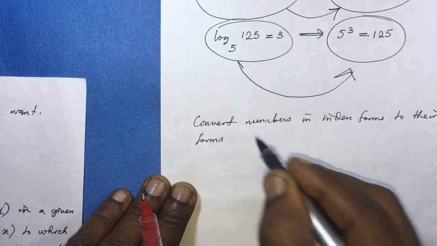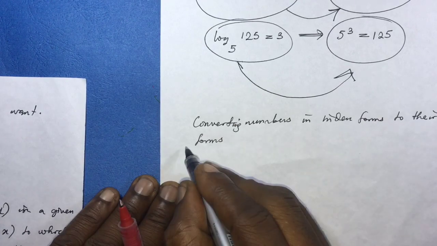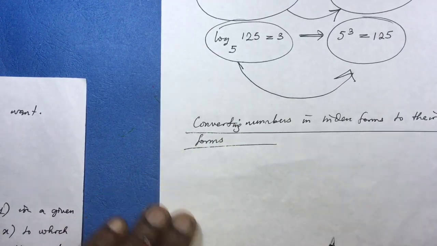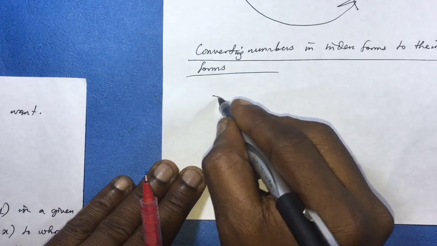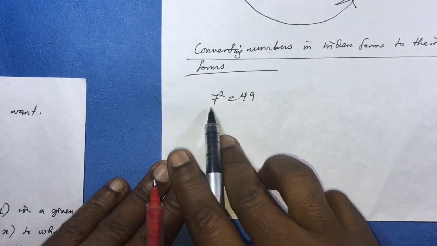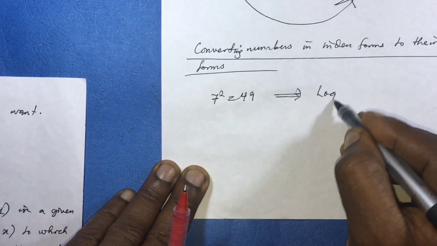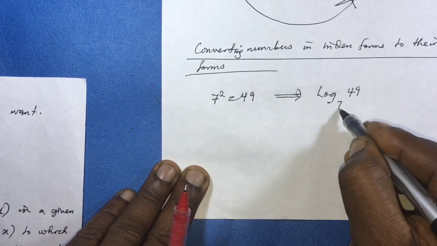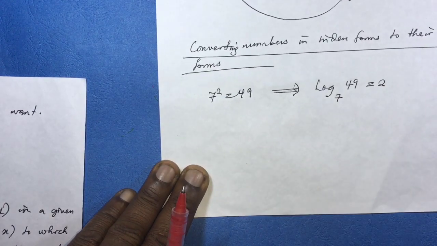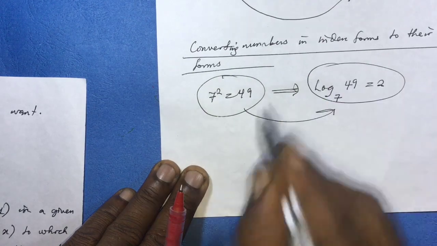What if we were to convert numbers in index form to their logarithmic forms? If I gave you the number 7 raised to power 2 equals 49, being the index form of 49 in base 7, the corresponding logarithmic form will be the logarithm of 49 in base 7 is equal to 2. So in this case, this is the index form, and I'm moving back to the logarithmic form.